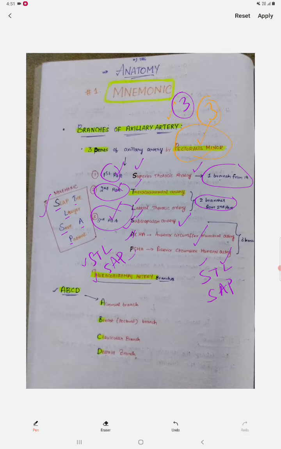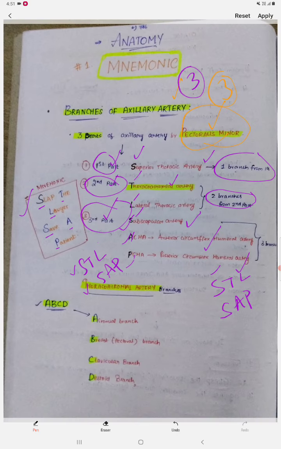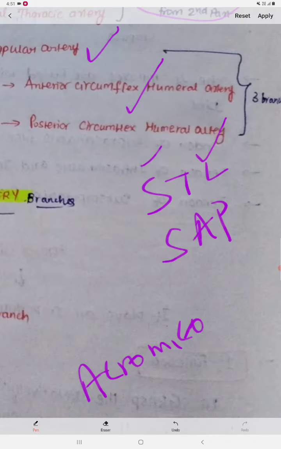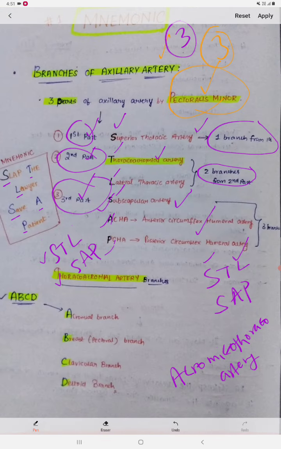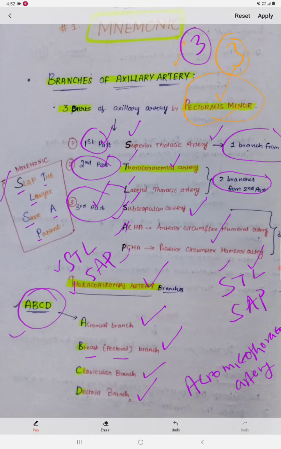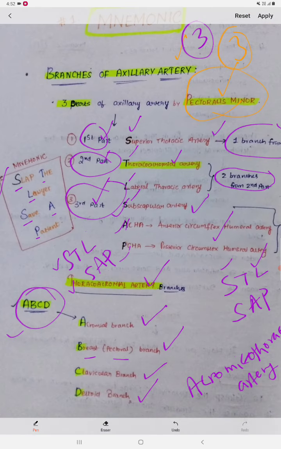Okay, right? You remembered all these branches, and we have one more point: the second part branch thoracoacromial artery is also called the acromiothoracic artery. So acromiothoracic artery, otherwise called thoracoacromial artery, both are the same. Okay, and the thoracoacromial artery has branches, which we can remember by this mnemonic, A, B, C, D. A stands for the acromial branch, B stands for breast, that means the pectoral region, the chest region, pectoral branch, C stands for the clavicular branch, and D stands for the deltoid branch. This is all about the four branches of the thoracoacromial artery.